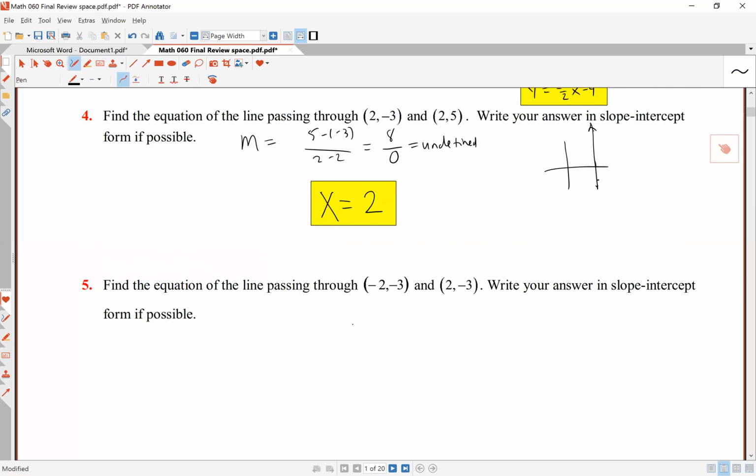Number 5, when you do the slope, the rise is y2 minus y1 over x2 minus x1. -3 plus 3 is 0. And 2 minus -2 is 4. 0 over 4 is 0. So that's our zero slope situation. Horizontal lines have 0 slopes and have equations that are y equals. In this case, both y values are -3, so the equation has to be y equals -3.